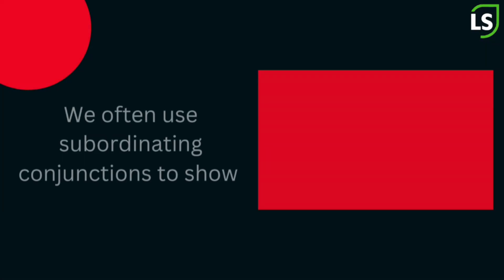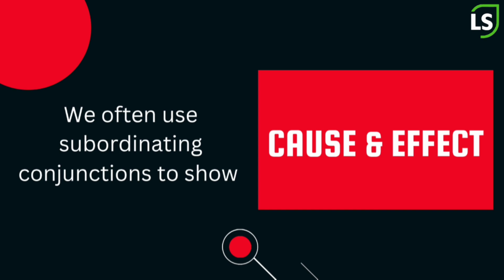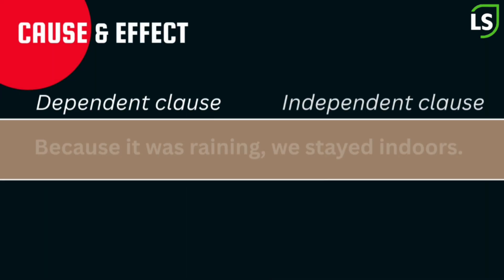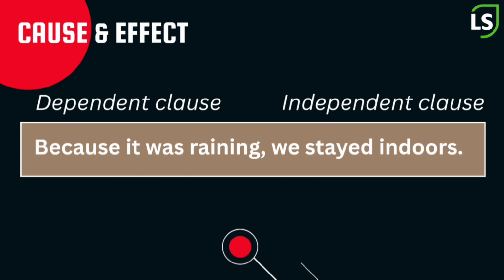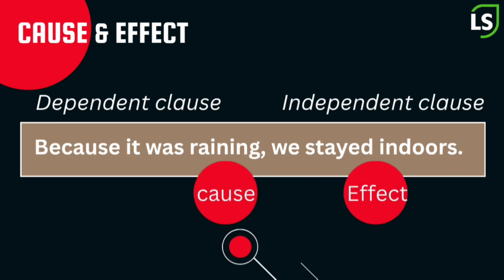We often use subordinating conjunctions to show cause and effect. Example: because it was raining, we stayed indoors. Here, the cause was the rain, and the result was staying home. If it hadn't rained, we wouldn't have stayed inside. Now, how does this help in IELTS?